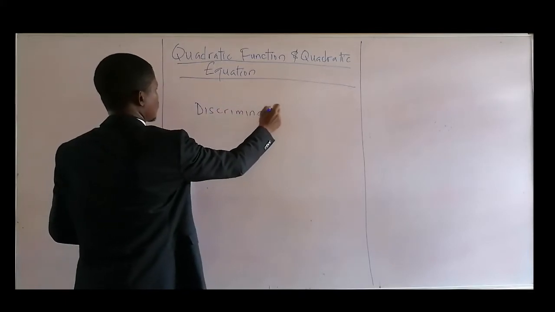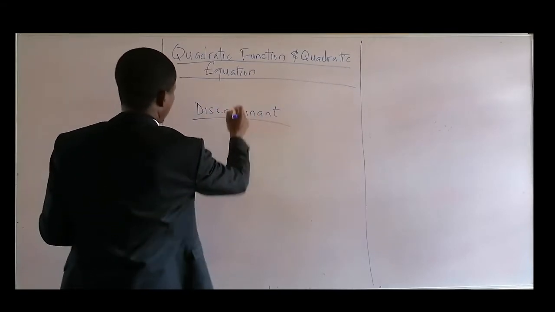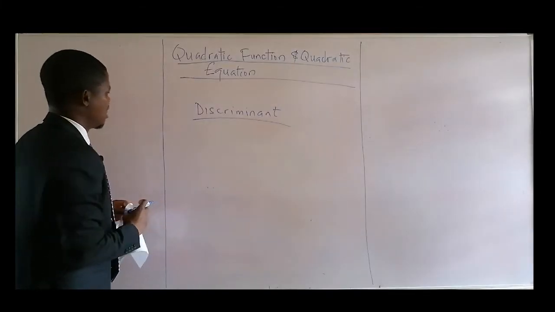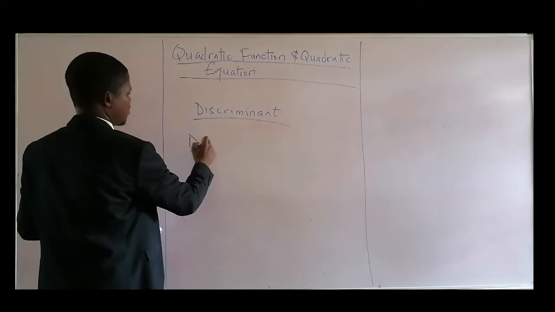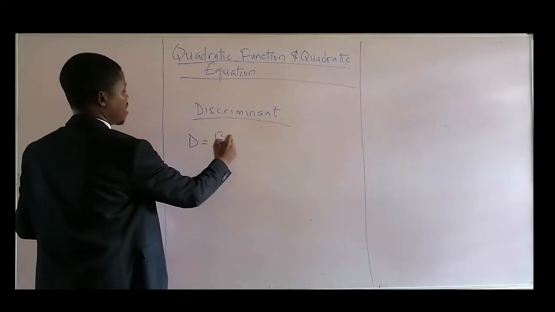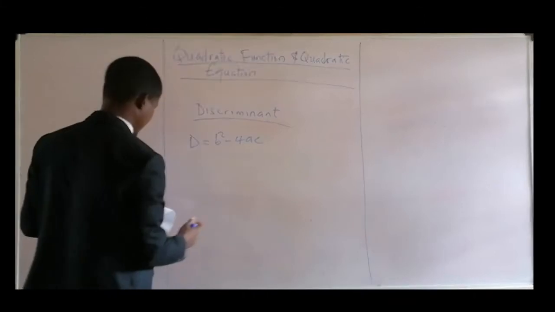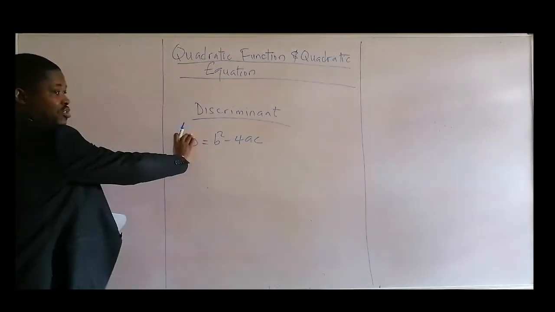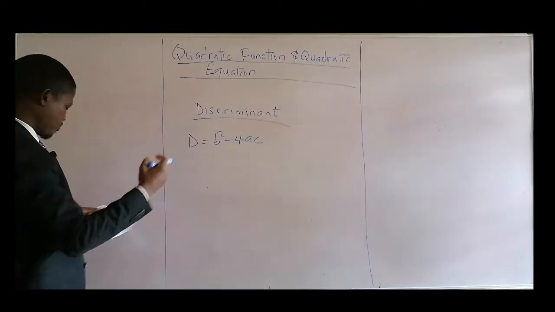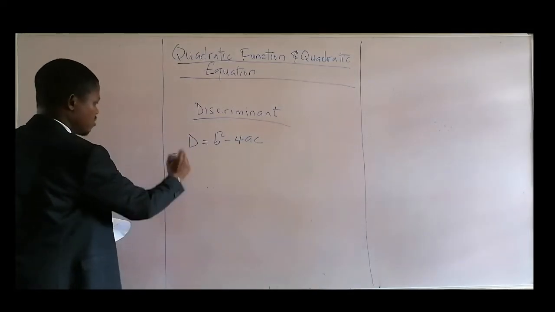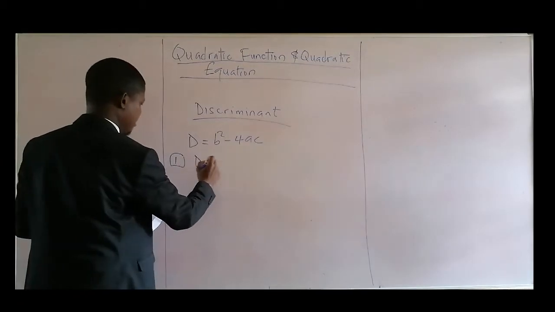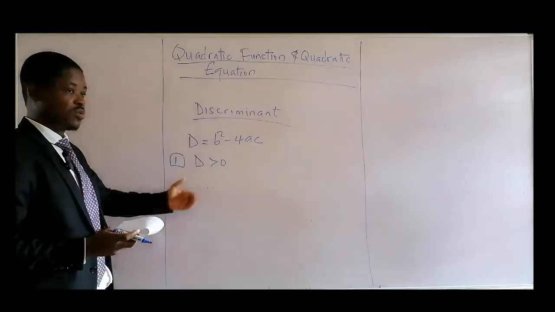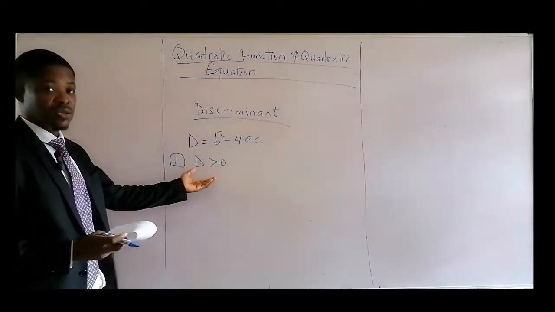The next thing we want to see now is what we call the discriminant. That's what we want to discuss now. And what is the discriminant? For the quadratic equation, D, which is the discriminant, is equal to b squared minus 4ac. That's the value for the discriminant. Okay, so we want to see several natures of this. We want to see some conditions. If the discriminant is greater than 0, we're going to have real values.